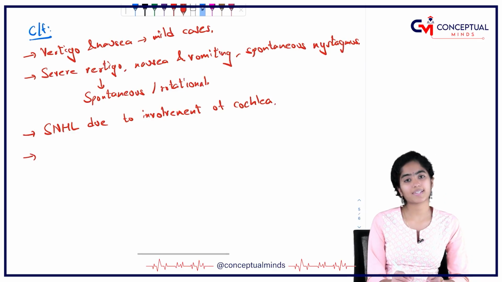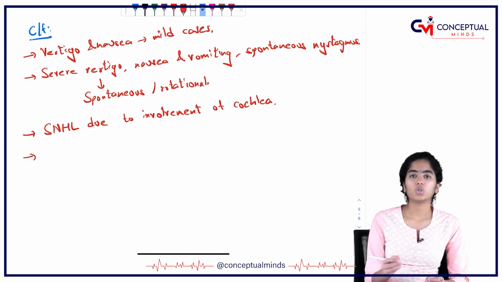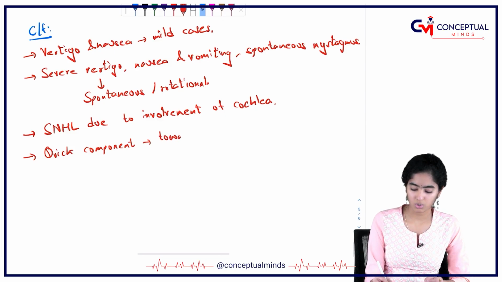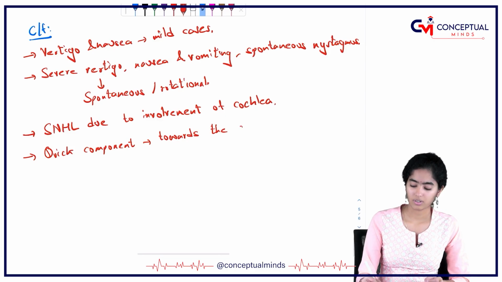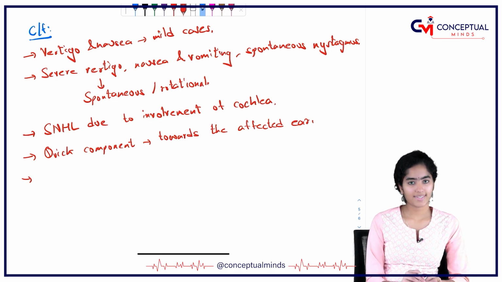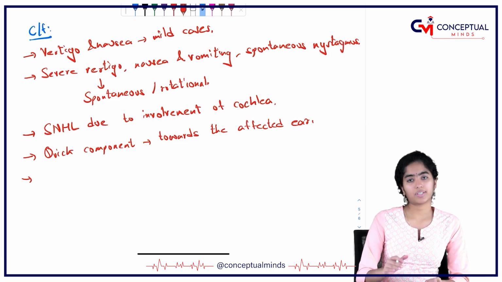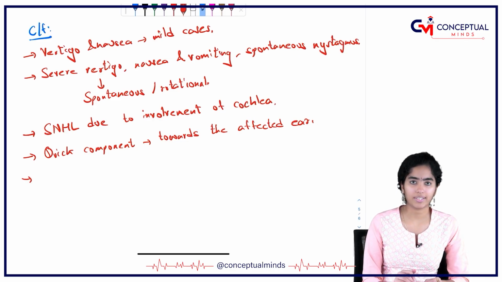And here also nystagmus is observed and the quick component is towards the affected ear. Fistula sign is positive when it is secondary to circumscribed labyrinthitis. Now we have learned that in circumscribed labyrinthitis, fistula formation occurs, and if that circumscribed labyrinthitis progresses to diffuse serous variety, here also fistula sign will be positive.